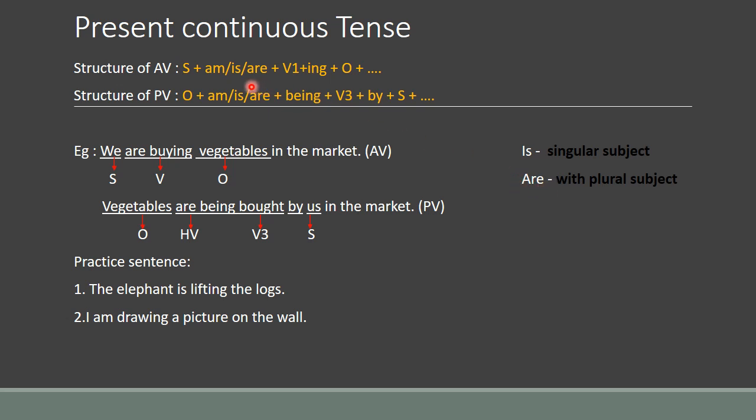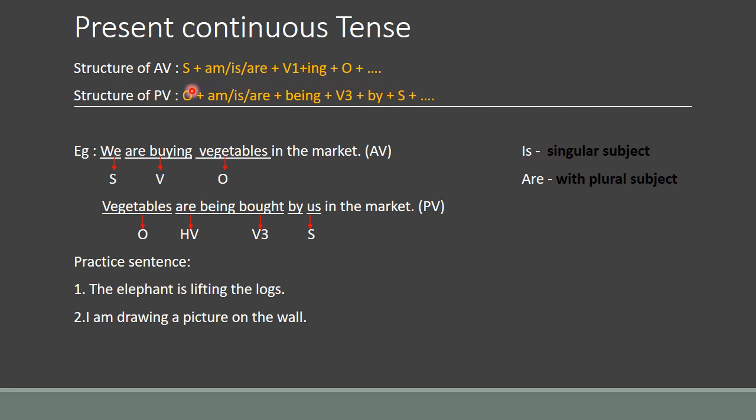Then object plus am or is or are plus being should be used because you will be changing this main verb to its v3 form. So to represent that this is continuous tense, we have to use the verb being. Okay, then by should be added and then finally subject. So this is the structure of passive voice sentence for present continuous tense.